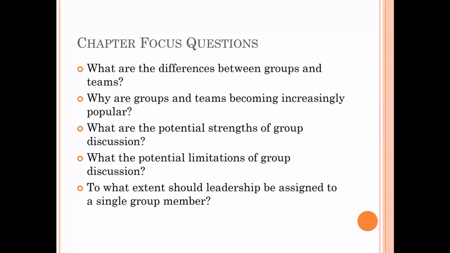Our focus questions for this chapter are: what are the differences between groups and teams? Why are groups and teams becoming increasingly popular? What are the potential strengths of group discussion? And what are the potential limitations? And to what extent should leadership be assigned to a single member of a group?